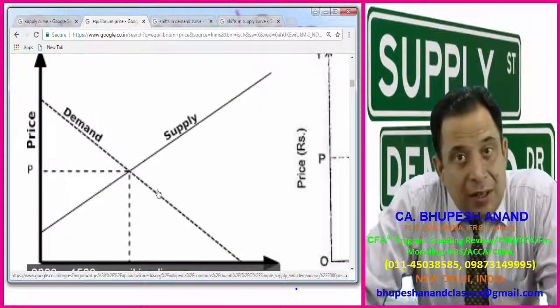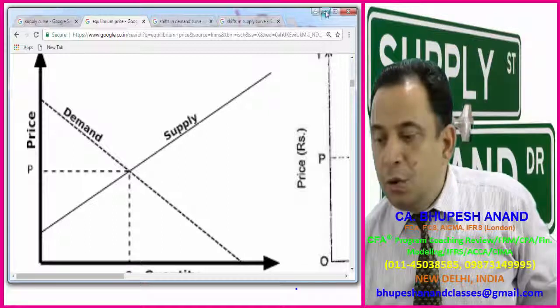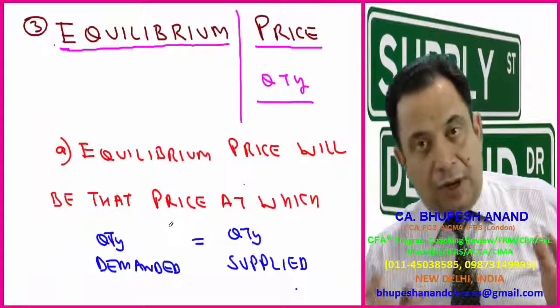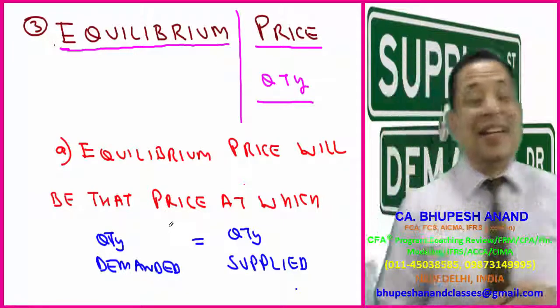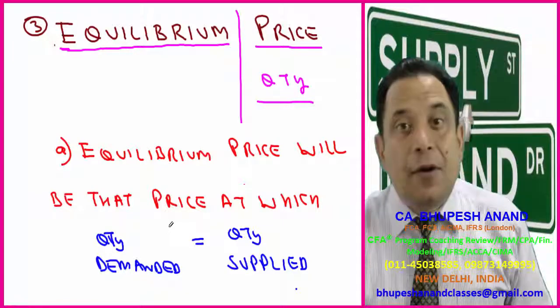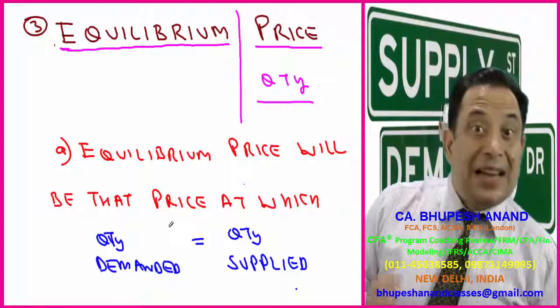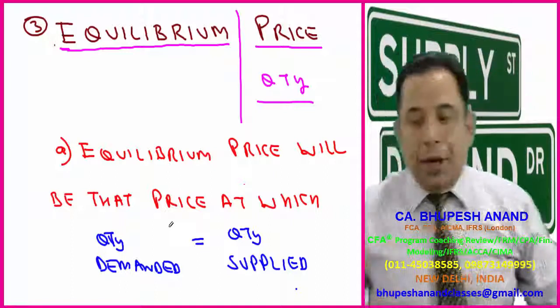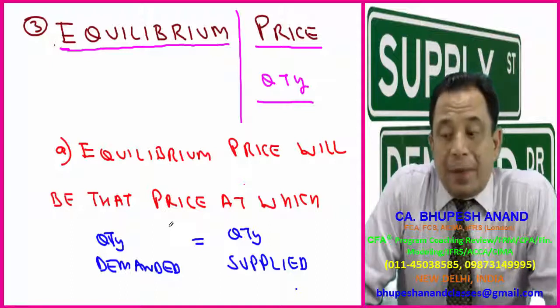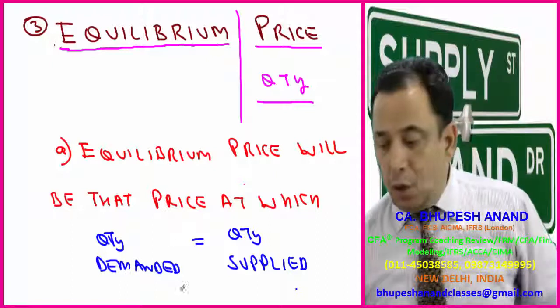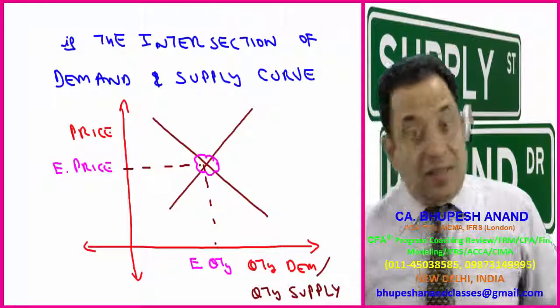Are you getting the point? So the next point which I want to tell you, in the prerequisite knowledge of CFA level 1 economics, is equilibrium price and equilibrium quantity. How to calculate it and what is the meaning of that? As the name indicates, equilibrium, it is equal. So equilibrium price will be the price at which quantity demanded will be equal to quantity supplied. We have just seen it in the graph.